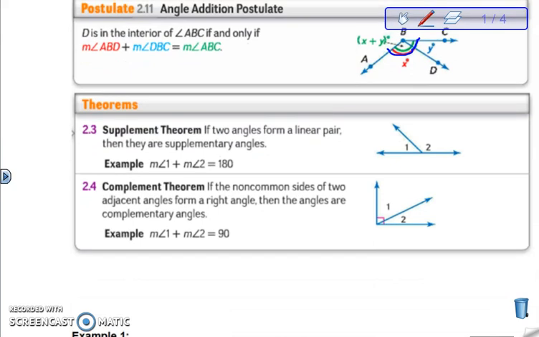And then finally, we have the supplement theorem and complement theorem. So this is basically saying that if we have a linear pair, the angles must be supplementary. And if the angles form a right angle, then they must add to 90 degrees. So let's see how we're going to use this in an actual proof.